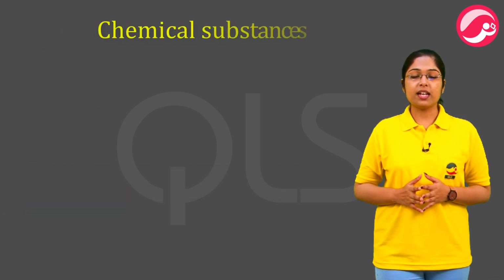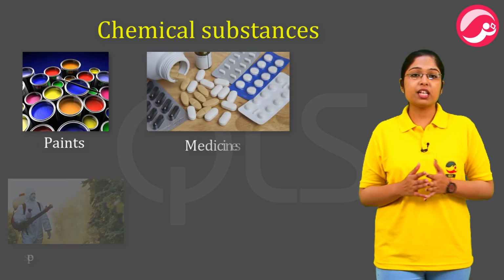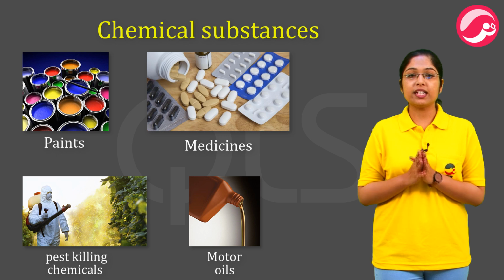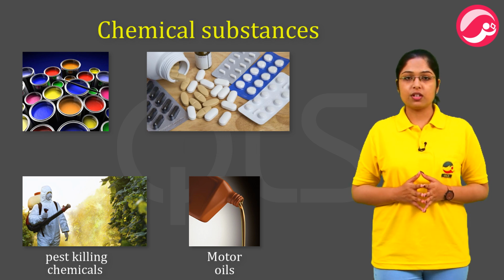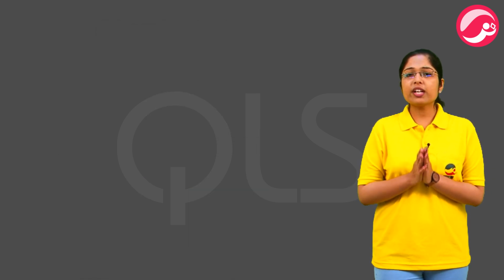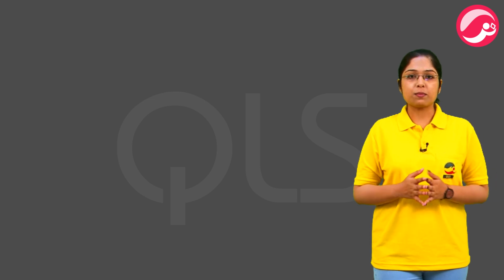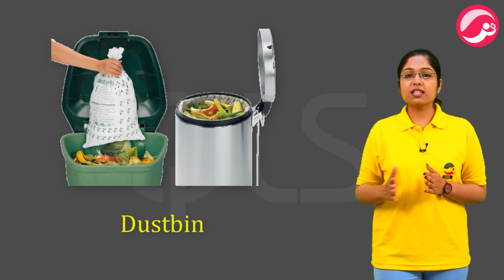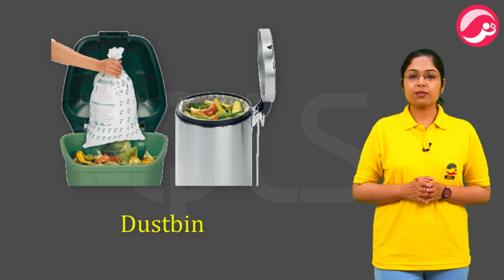Chemical substances like paints, medicines, pest-killing chemicals, motor oils and many other solvents kill microorganisms that help in biological treatment of water. So friends, we should never discard such substances through pipes. They should always be dumped in a dustbin. This also lessens the burden on sewage treatment plants.